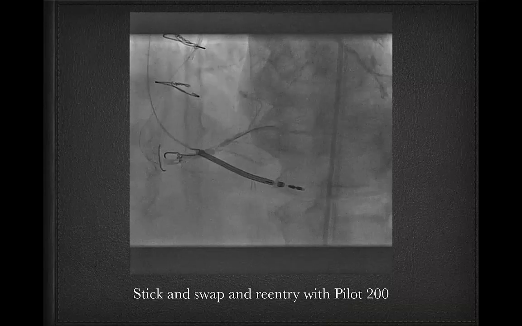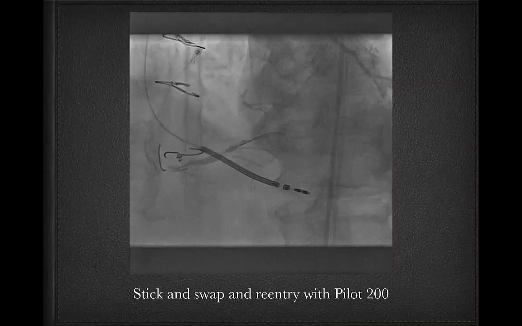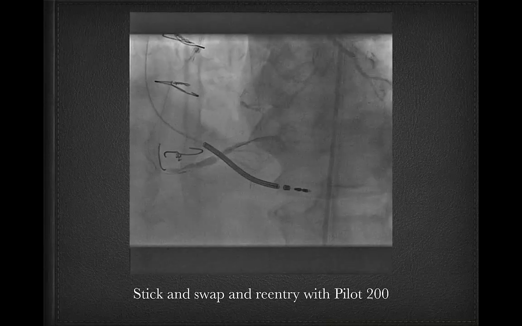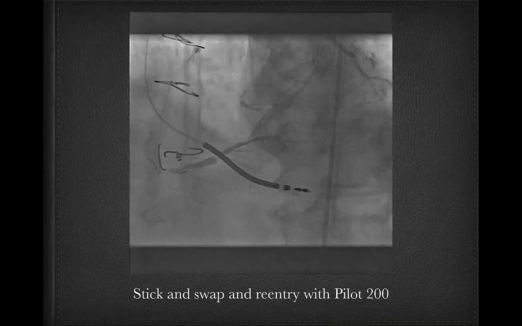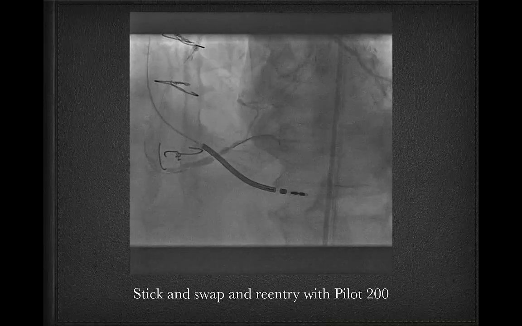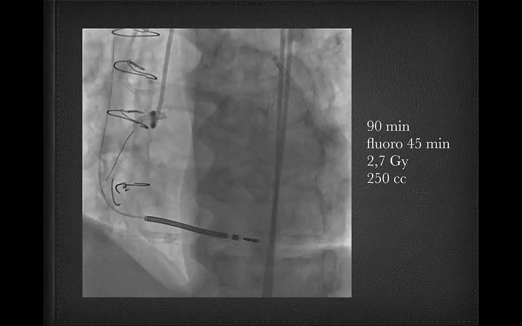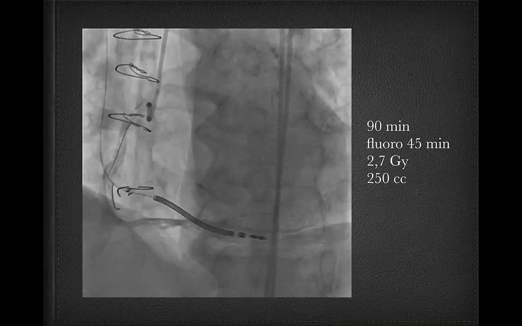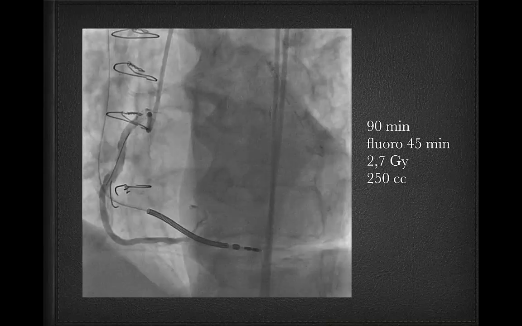So exchange the Stingray wire for Pilot 200, select the same hole, and it was more easy to navigate with the Pilot 200 inside the true lumen. And then I reach this distal part with my Pilot. So this is the final result. So 90 minutes procedure, 45 fluoro time, 2.7.